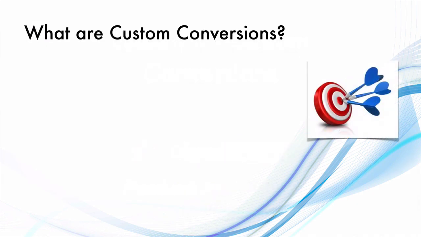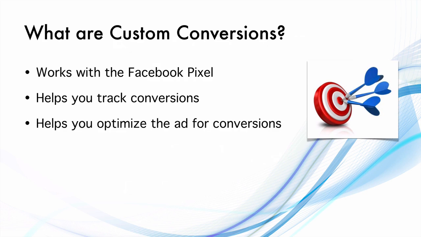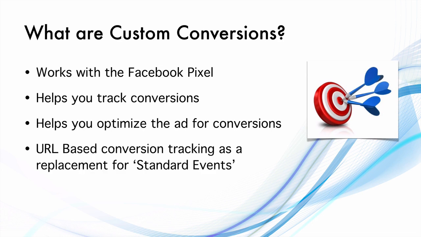So what are custom conversions? Custom conversions is something that works with the Facebook pixel. It helps you track conversions on your website. It helps you optimize the ad for conversions. So if you are running an ad and the goal of the ad is getting conversions, not just clicks or views, then a custom conversion helps a lot in that. So custom conversions are URL based conversion tracking as a replacement for standard events.